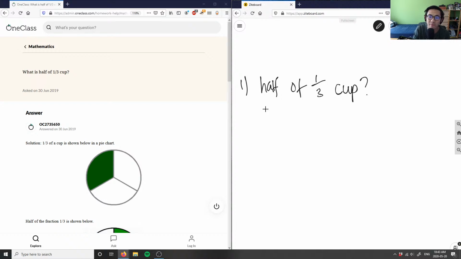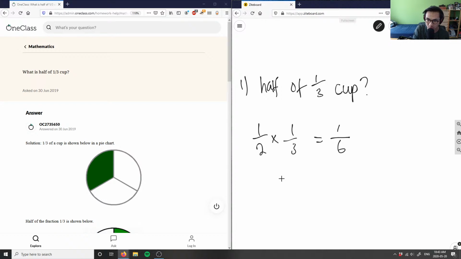So I'm saying half here is simply just half, so 1/2. And it's of 1/3. What's half of 1/3? I'm going to multiply, right? Half of 1/3 would get me what is half of 1/3 of a cup here. So I'm multiplying half by 1/3 here, which is going to equal 1 times 1 here is 1, 2 times 3 here is 6. I'm going to get 1/6.